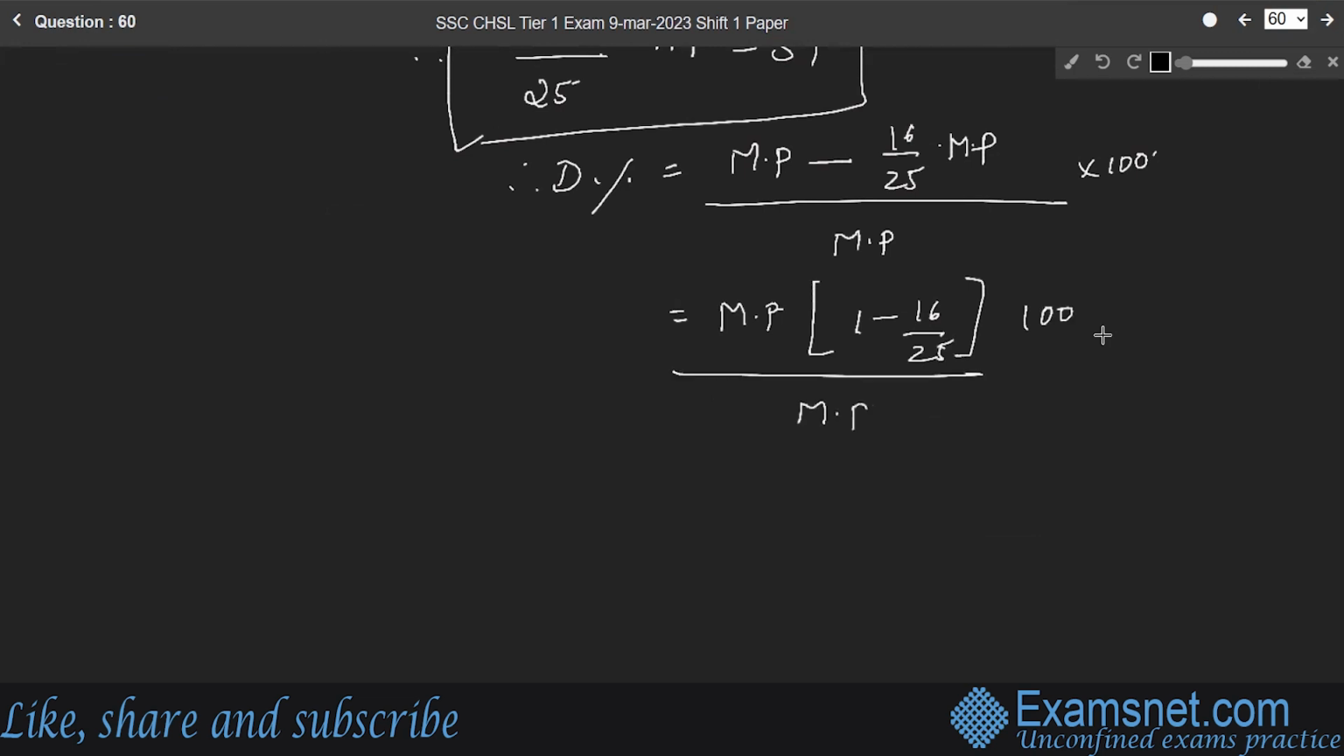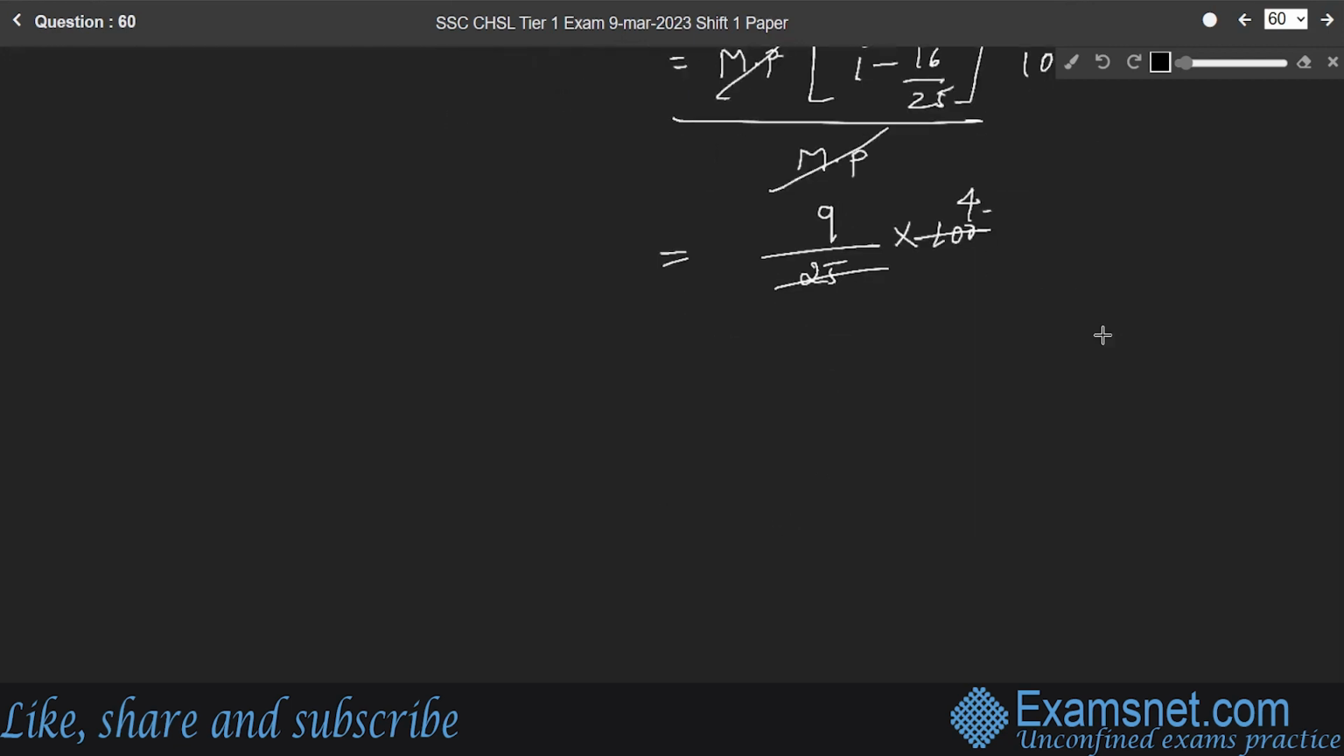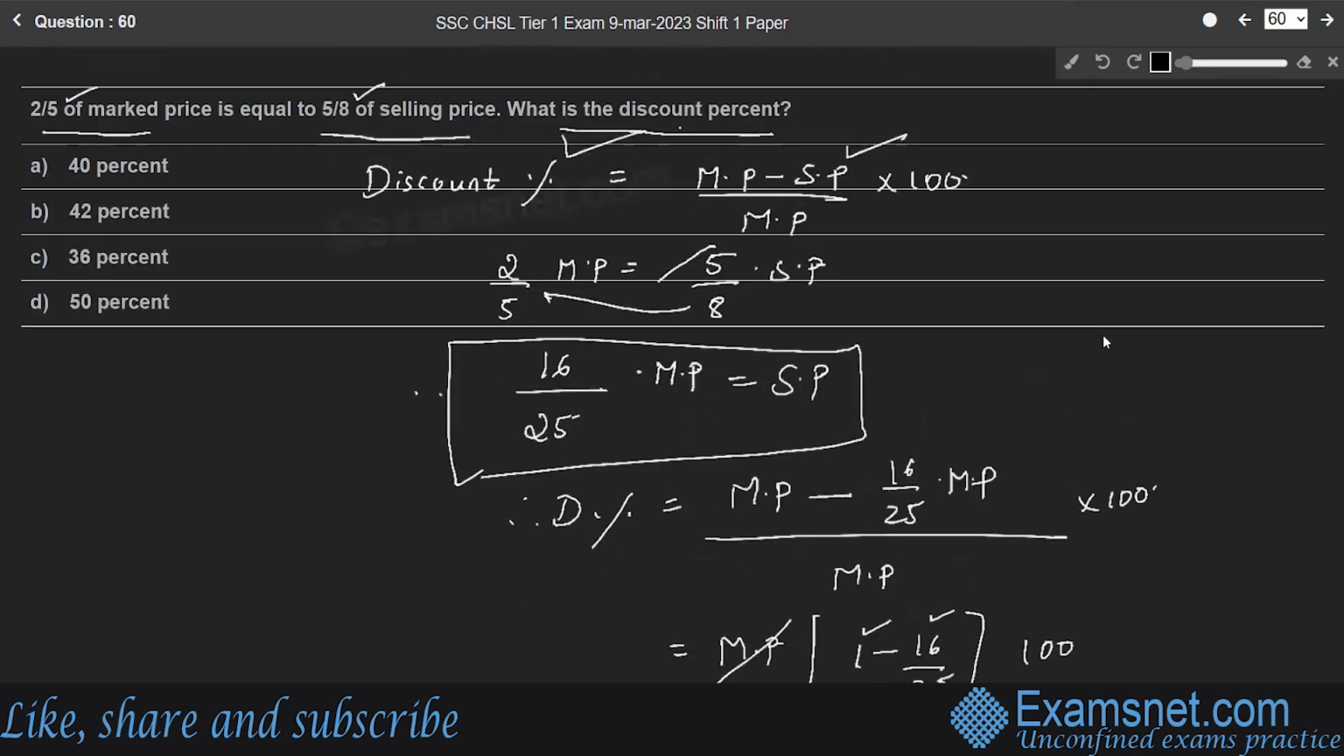Divided by market price, we can cancel market price here. So we'll take 25 as LCM. So the numerator becomes 25 minus 16, that is 9, into 100. So 25 into 4 is 100. Therefore, 9 into 4, 36, which is the discount percentage. Therefore, discount percentage is 36%, option C.